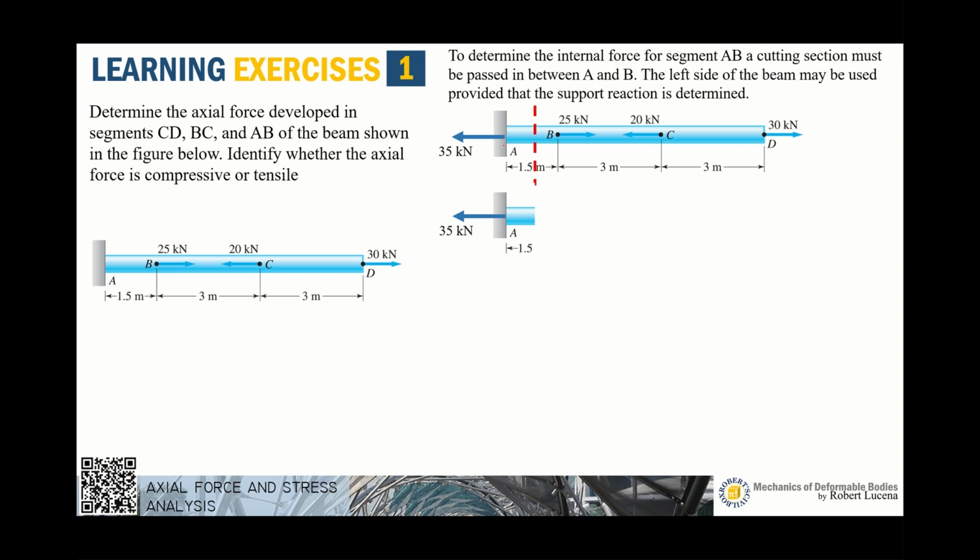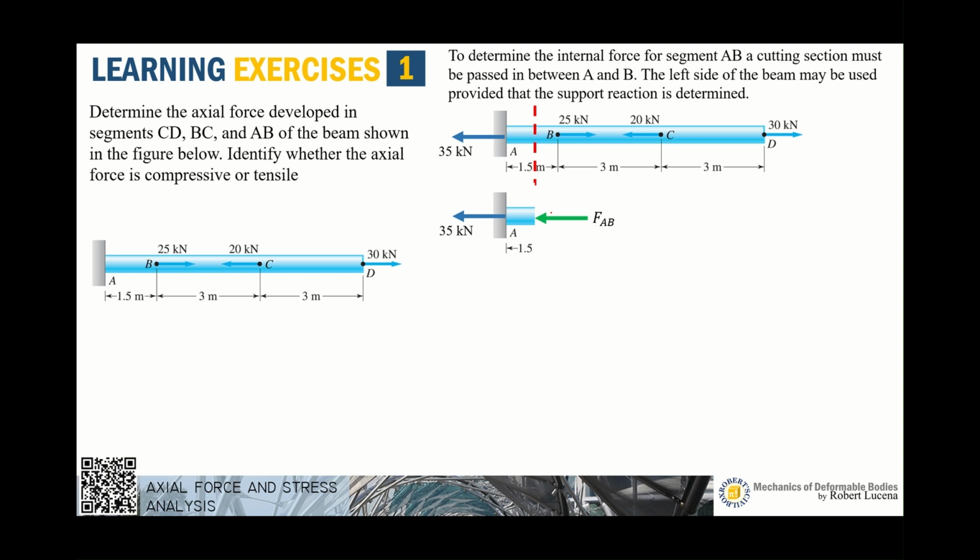So again, I'm exposing the internal reaction. This time, I'm using a compressive assumption, so I assume that the internal reaction is compression and name it FAB. It's very obvious that this should be in tension, but I intentionally assumed compression to show you the case where the value will be negative.